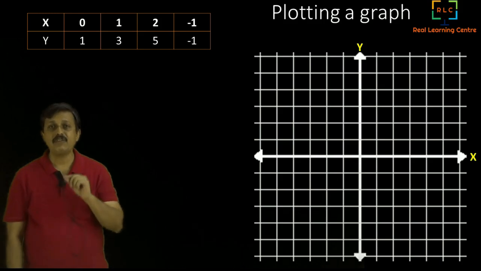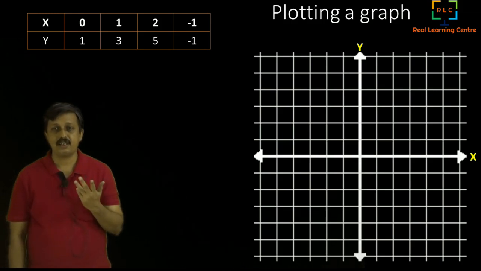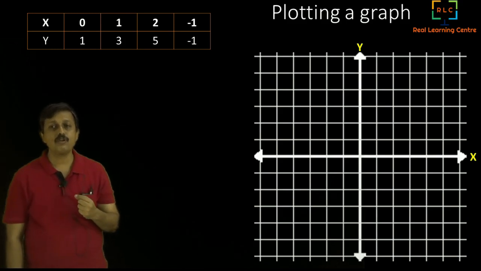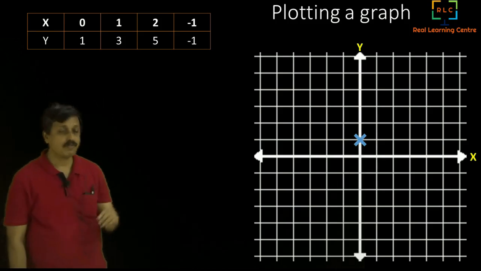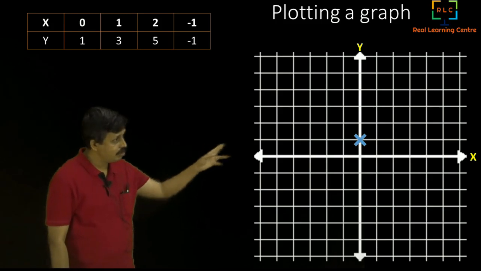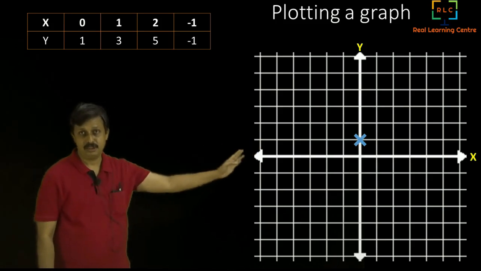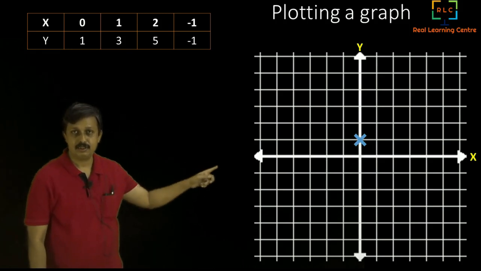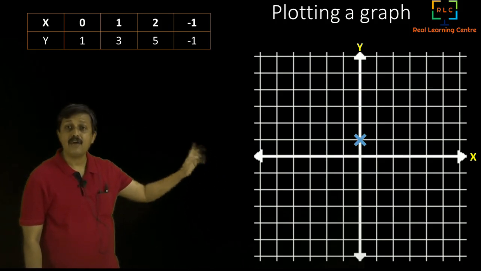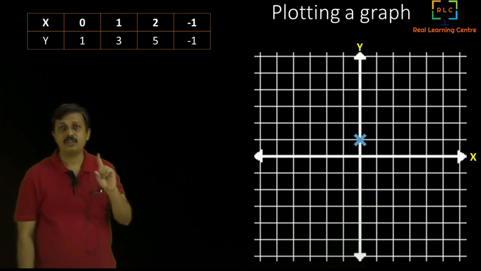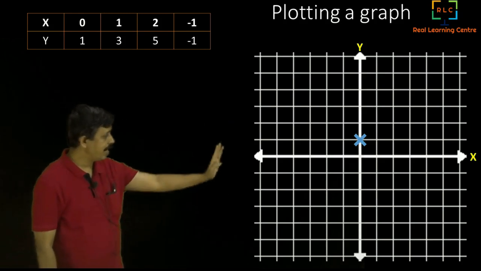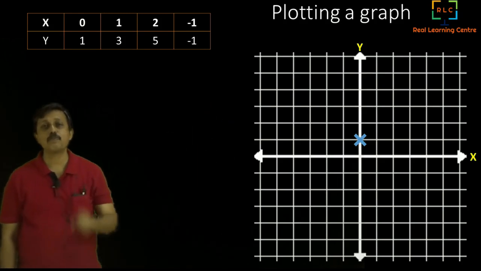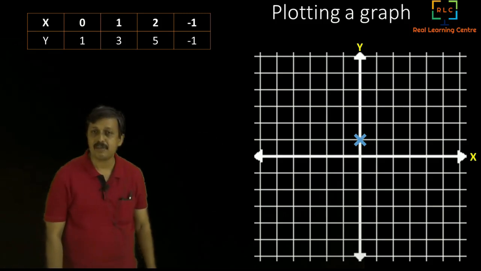We always take the first set, let us say 0, 1. Here x is equal to 0, y is equal to 1. So we are going to plot it at a point where x is equal to 0, which means from the center I have travelled 0 distance to the right. 0 distance to the right means I was at the center. And I have travelled 1 distance upward, vertically. So that 1 distance is shown here. I travelled 0 right and 1 up, and there I have put a cross. That is my first point.